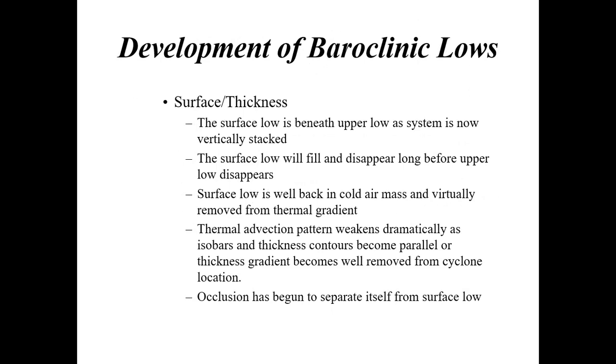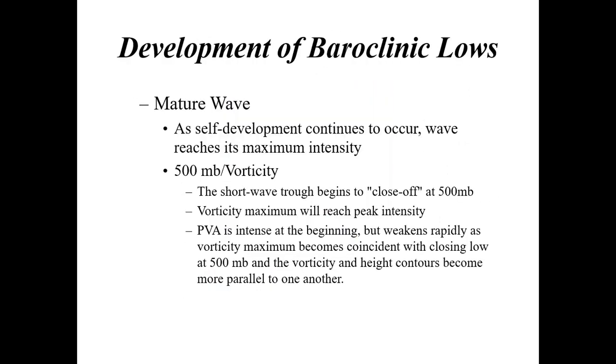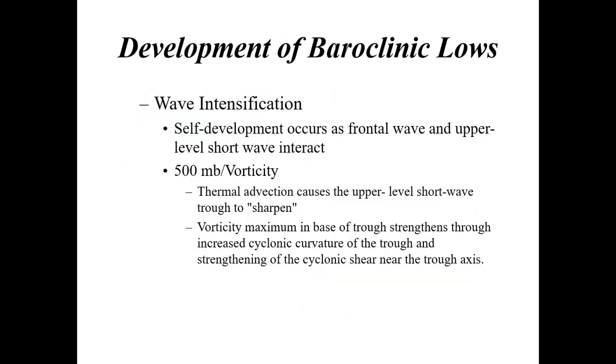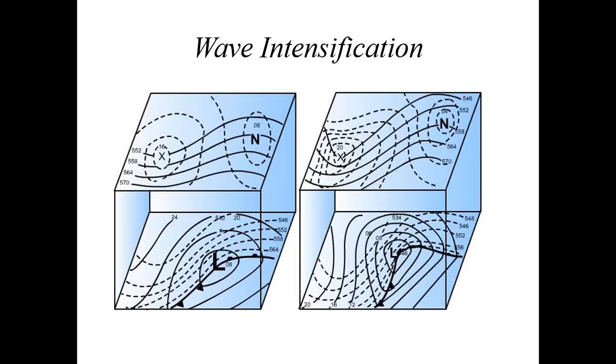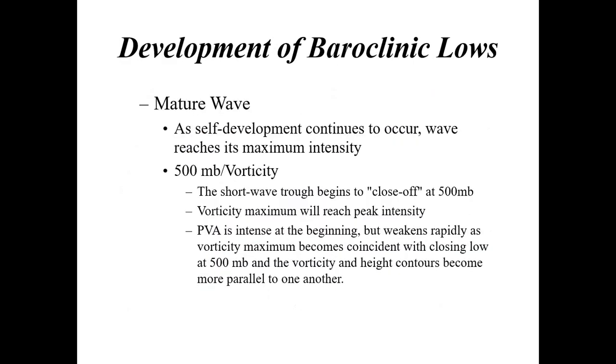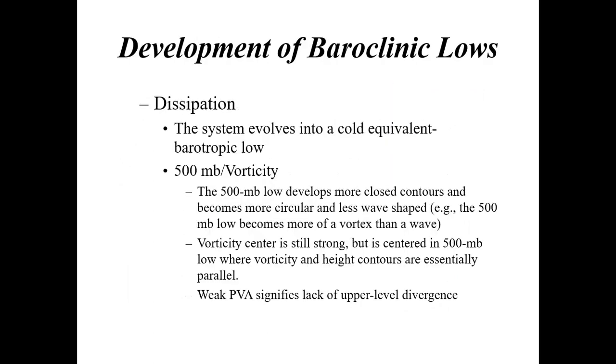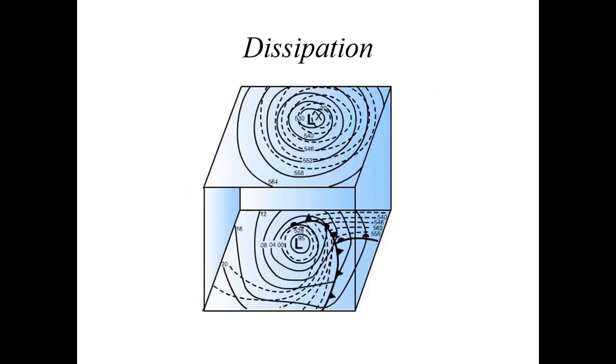They go through a definitive life cycle. Kind of did some reviewing here, but also we went through the life cycle of a baroclinic low, starting with wave intensification. Then we get to a mature wave stage. This is when the surface low reaches max intensity. Then we went to the dissipation stage, where the upper level low and the surface low are pretty much stacked straight vertically, the upper low vertically above the surface low.